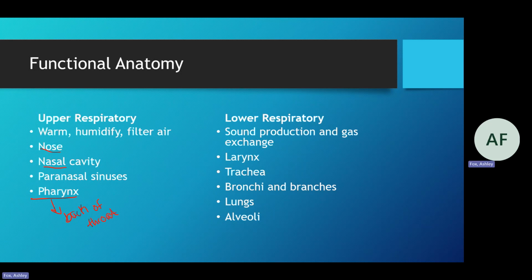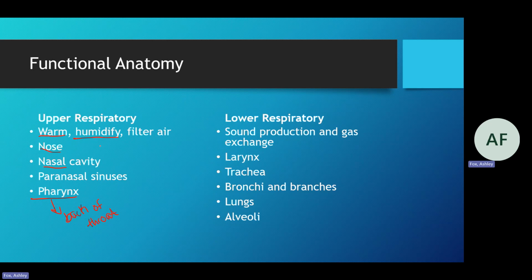This again, the upper respiratory tract is going to warm air. So it's going to take air in kind of varying temperatures from the outside world and make it closer to body temperature. It's going to add some water, so it's going to humidify our lungs, like some water in our air, not just dry.